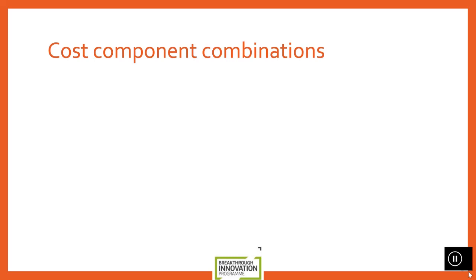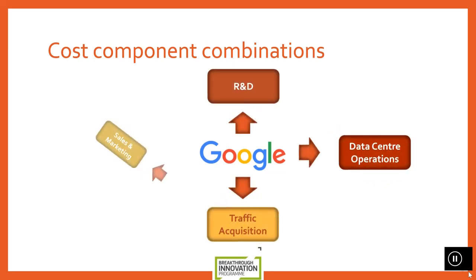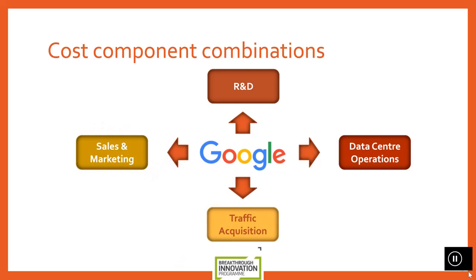Every company's cost structure, so the components that make up its cost base, are somewhat unique to that company, or certainly to the industry. So let's take a look at Google's cost structure as an example. Historically, Google's cost elements can be divided into 4 main categories: so R&D, data center operations, traffic acquisition, and sales and marketing. So Google invests deeply in R&D with the purpose of bringing around improvements to its existing products and constantly creating new and innovative solutions.